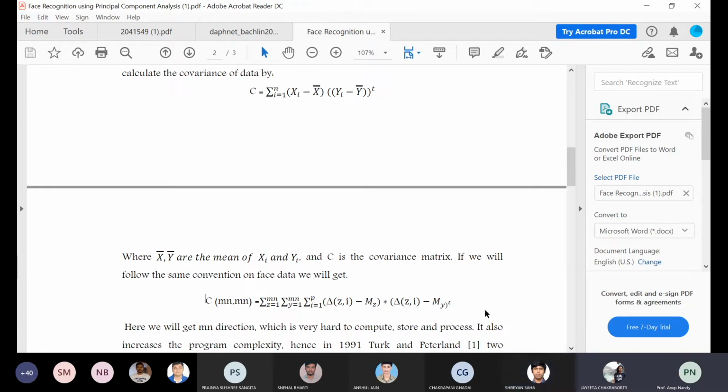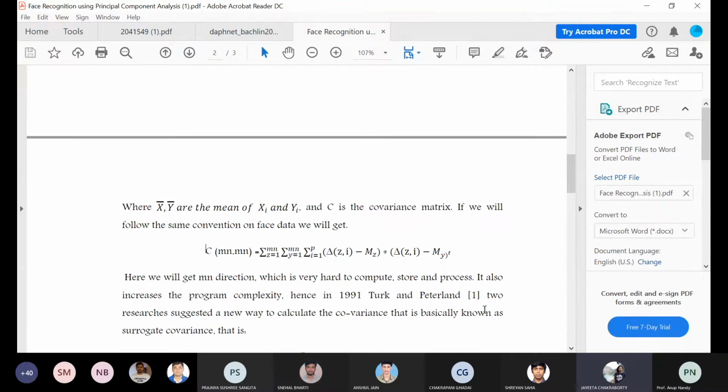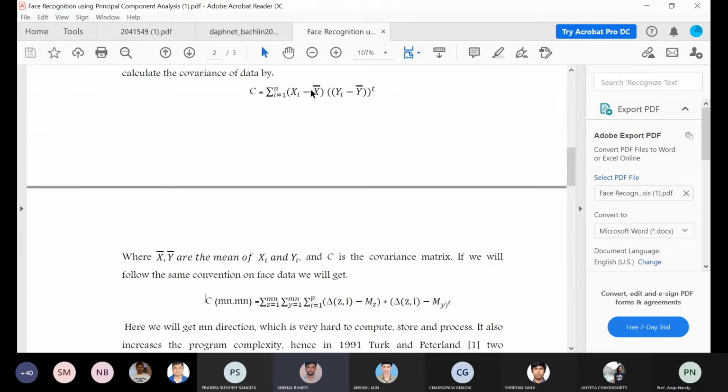Why are we subtracting? In covariance, we subtract the mean of the variable we are taking. Sir, in the covariance matrix, we subtract the mean of the variable we are taking. So here mz should be the mean of delta zi, right? Because the earlier formula on the previous page also says the same thing. If you are taking xi, x bar is the mean of the xi's.